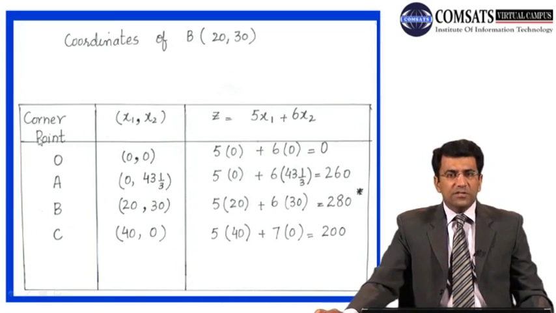These are the corner points again, 0, A, B and C. These are the three corner points. These are the values of x coordinate and y coordinate on all of these particular points. At this origin, of course, the values of x1 and x2 will be equal to 0. At this particular point A, the point is 0, 43.3. At this particular point B, the coordinates are 20 and 30. At this particular point C, the coordinates are 40 and 0.